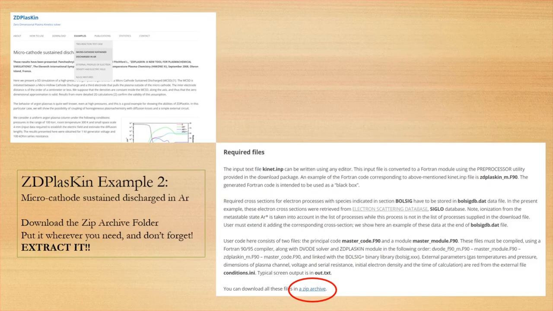To download example 2, go to the ZDPlasKin website. I've linked it in the description. I'm going to do the example titled Microcathode Sustained Discharge in Argon. You can read through this test and download the zip file.